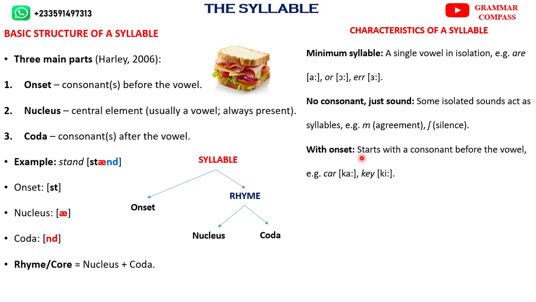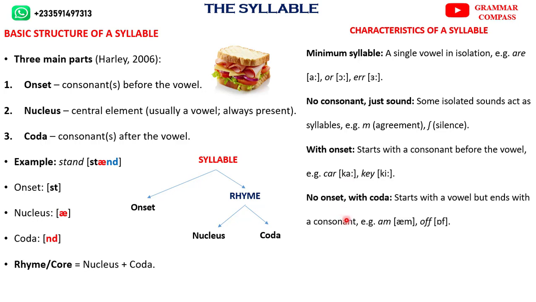Some syllables have onsets, but they do not have codas. This means that they start with a consonant before the vowel, but there is no consonant that ends the syllable. For example, car has the onset k and then the nucleus a. Key has the onset k and then the nucleus e. We do not have the coda in these two words.